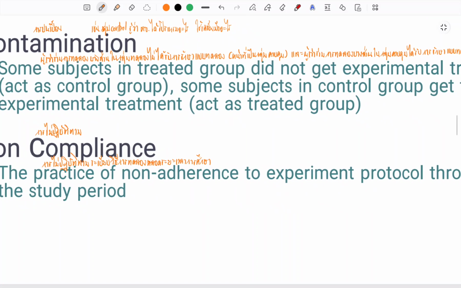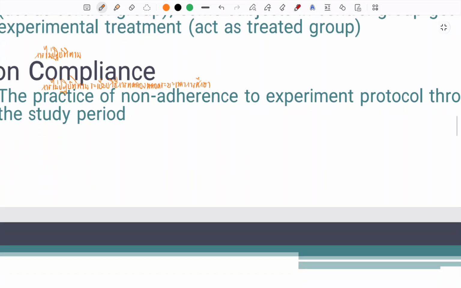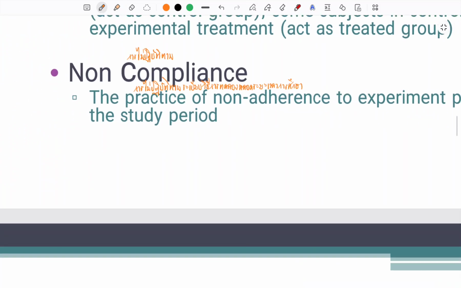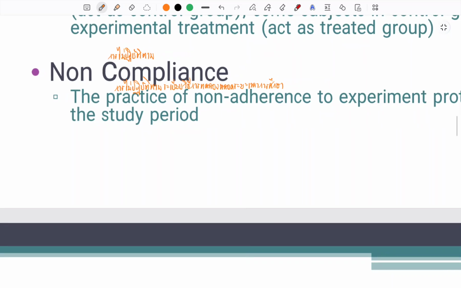So in that case, you might have to make appointments on different days in order to minimize this. Last one, non-compliance. Non-compliance happens when the patients do not adhere to the experimental protocol throughout the study period. So for this one, how can you prevent or minimize non-compliance?